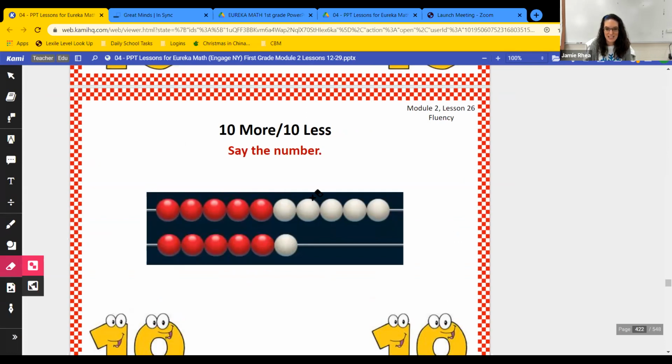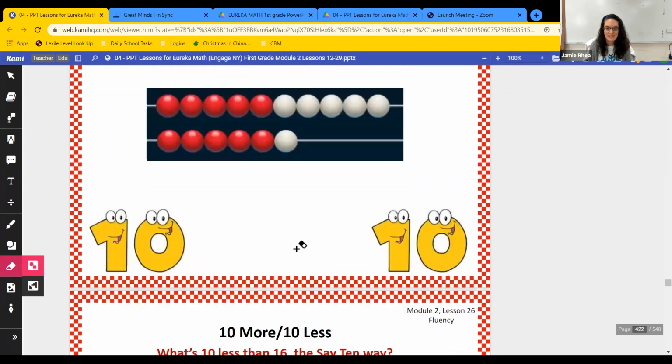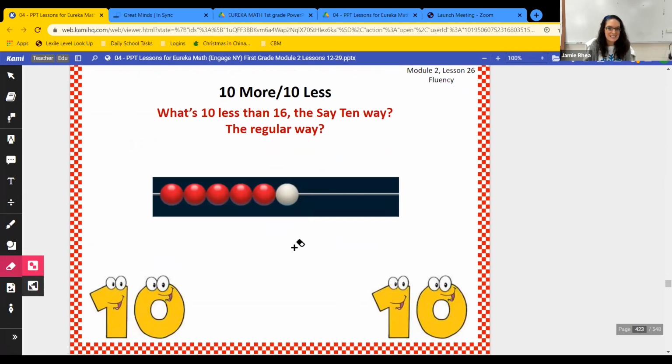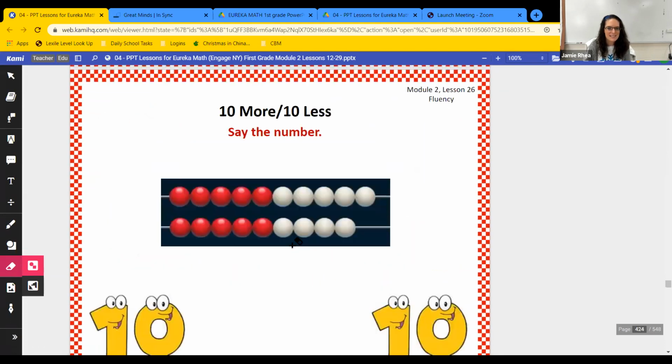Ooh, what's this number? 16, because look, here's 10, 1 ten, 6 ones. 1 ten, 6. What's this number? 6. What's 10 more? 16. Say ten way is 1 ten, 6.